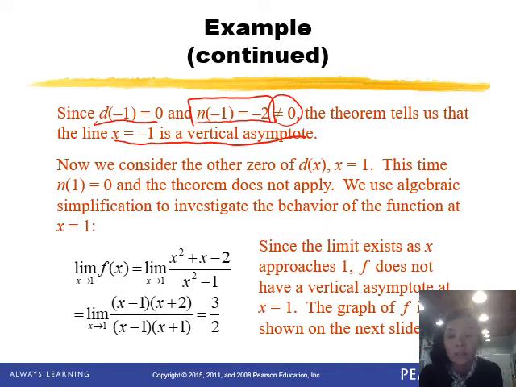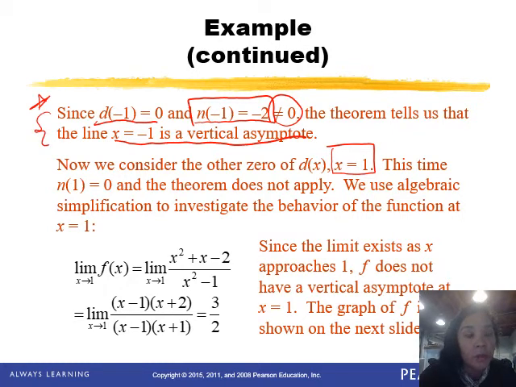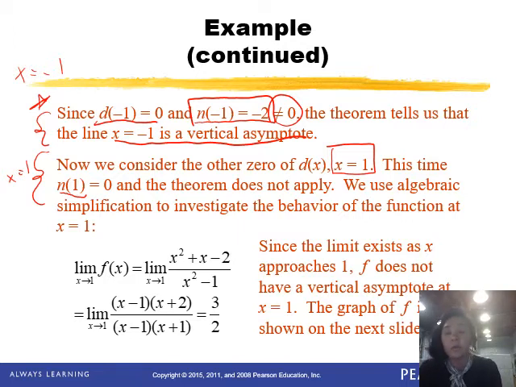Now let's consider the other 0 when x equals 1. Okay, so if you remember in this slide, for this top part right here, we're dealing with the first 0 at x equals negative 1. And now for here, we're going to deal with that second 0 at x equals 1. Now, in this particular case, the numerator at x equals 1 is 0, and so this theorem does not apply. We are going to use algebraic simplification to investigate the behavior of the function at x equals 1. So in this case, notice we are going to factor this top portion right here.